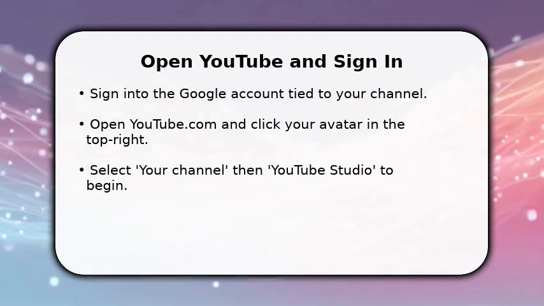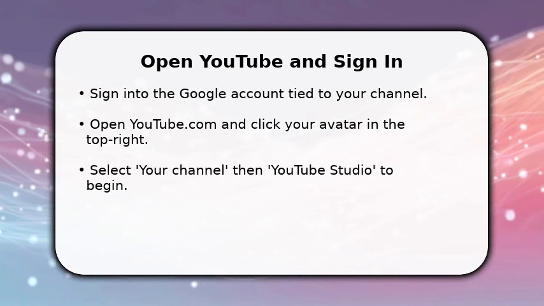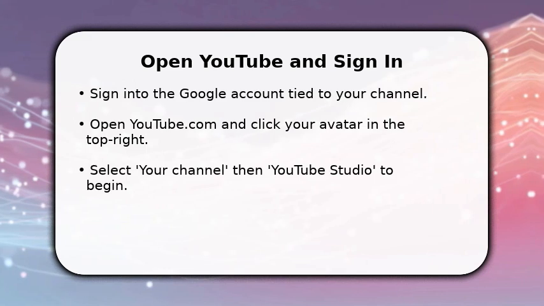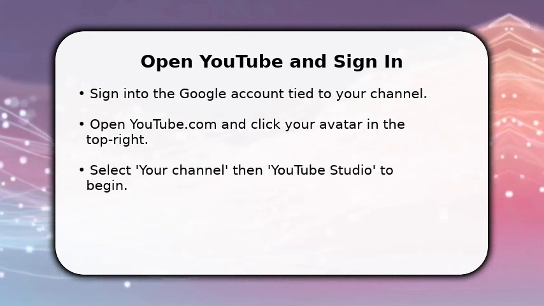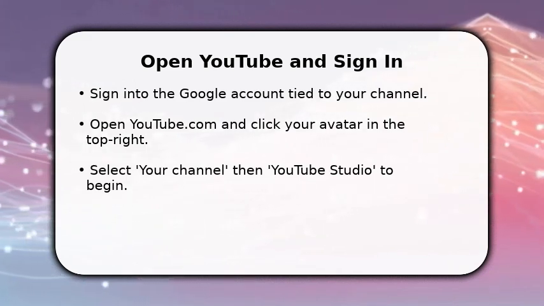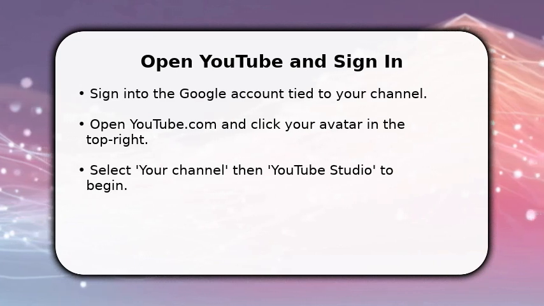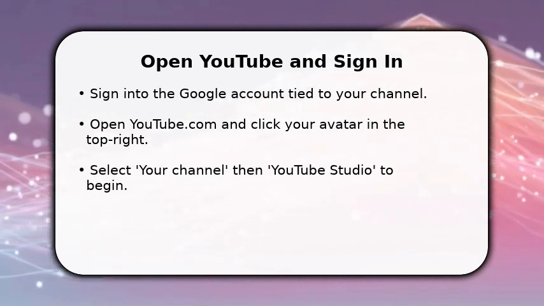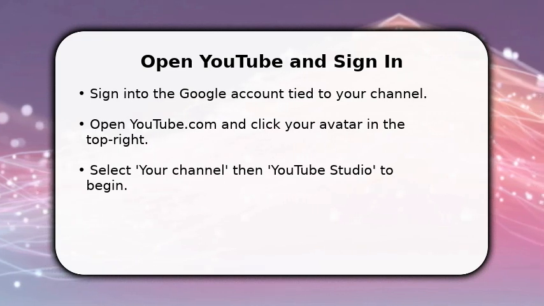You start by signing into the Google account linked to your channel. That gives you access to subscriber data. Once signed in, open YouTube, click your avatar in the top right corner, and choose your channel. From there, click YouTube Studio. This is where subscriber metrics live. Make sure to use the account that owns the channel, otherwise you won't see accurate counts.